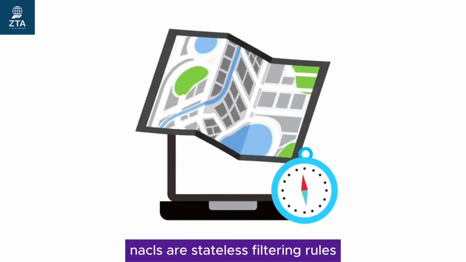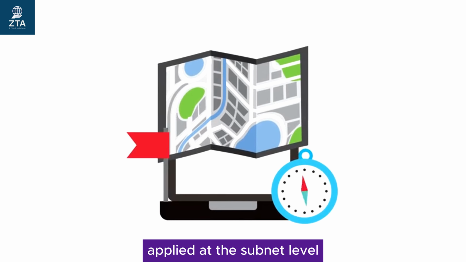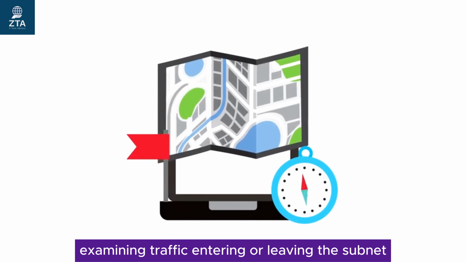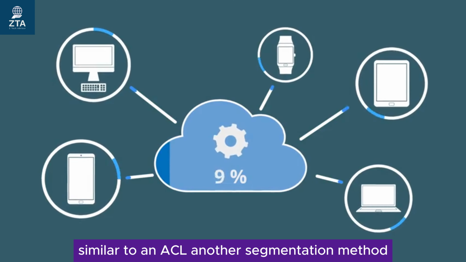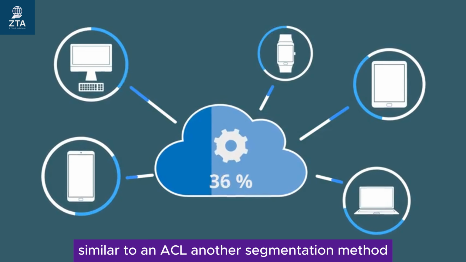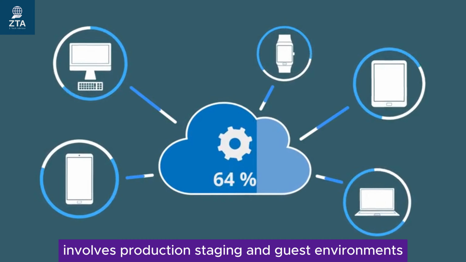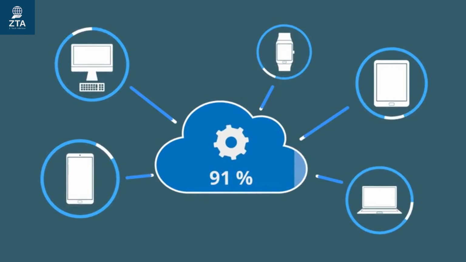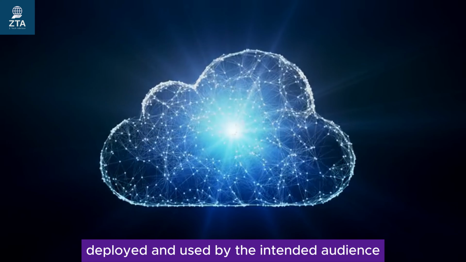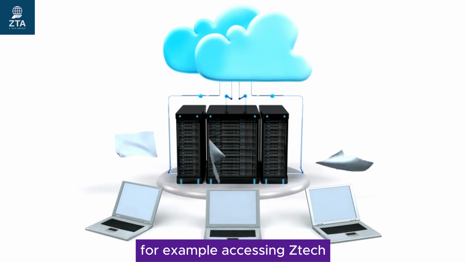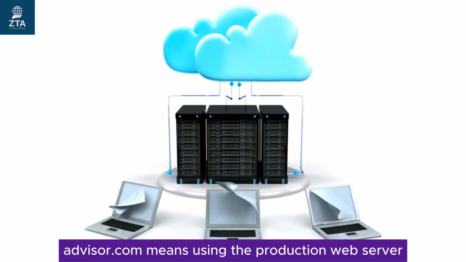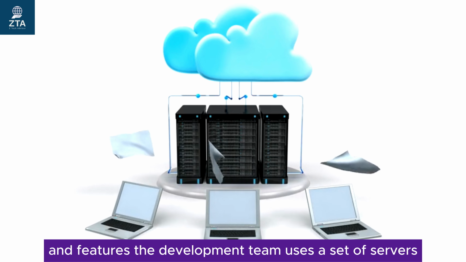NACLs are stateless filtering rules applied at the subnet level, examining traffic entering or leaving the subnet based on allow and deny rules, similar to an ACL. Another segmentation method involves production, staging, and guest environments. Production refers to services deployed and used by the intended audience. For example, accessing ztechadvisor.com means using the production web server and features.